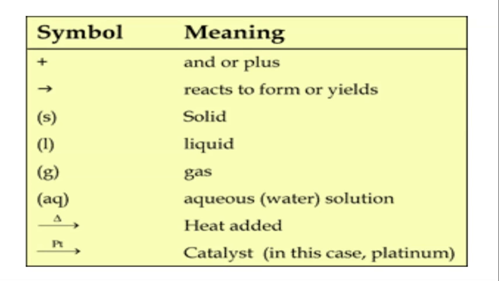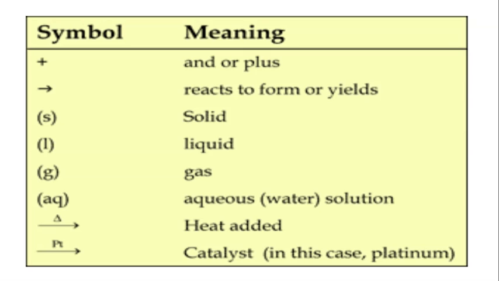We saw some letters S, L, and G in that chemical equation. That just tells us if the substance is a solid, a liquid, or a gas. A new symbol, AQ, is called aqueous, and that tells us if a substance is dissolved in water.